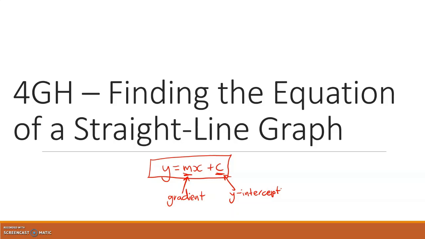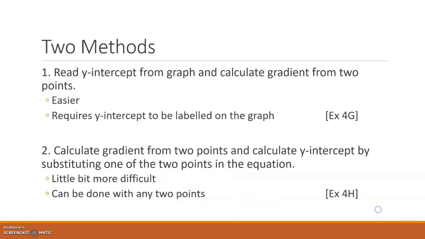So what this means for us is that to find the equation of a straight line, all we have to do is know those two things. We have to know what is the gradient of the straight line and what is its y-intercept. So both of our techniques revolve around finding those two pieces of information. Let's take a look at them now.